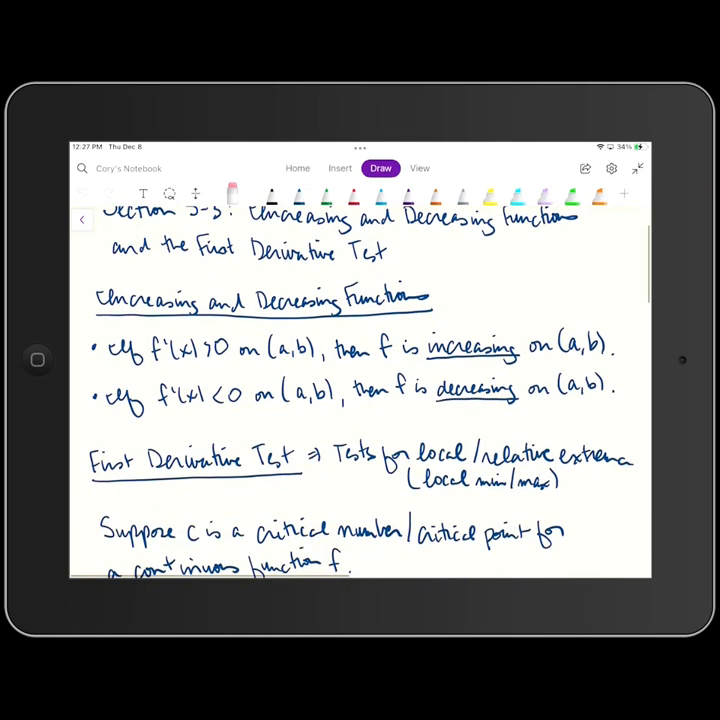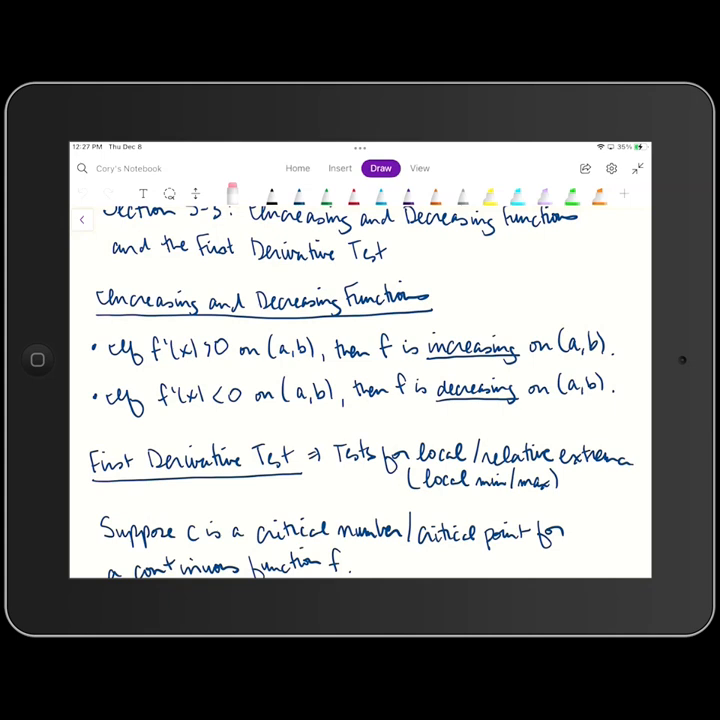Okay, so increasing and decreasing functions. It says that if f prime of x is greater than 0 on the open interval from a to b, then f is increasing on that open interval from a to b, which, think about that, that should make sense. If f prime of x is positive, that means that the slope is positive on an interval, and if the slope is positive on an interval, that means that the function is going to be increasing on that interval.